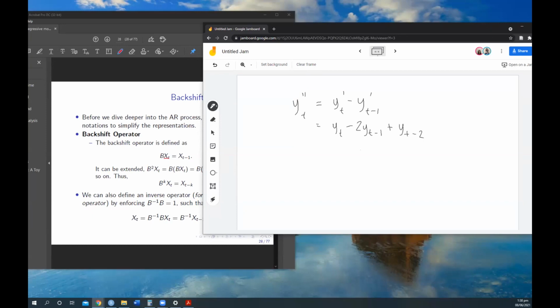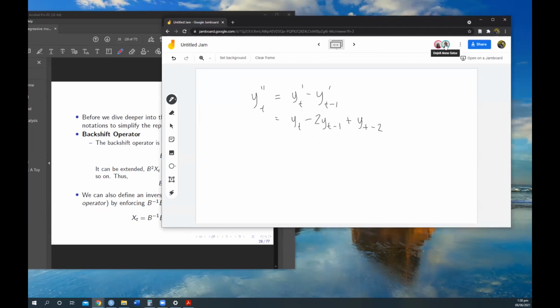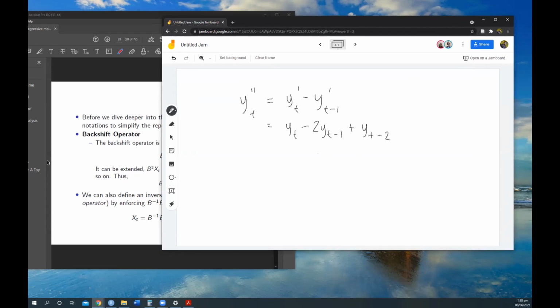So let's have Plaza. Okay, Plaza can take over the Jamboard and write your solution. Using backshift operator, how are we going to represent the second order differencing? Sige. Nandiyan ba si Plaza?